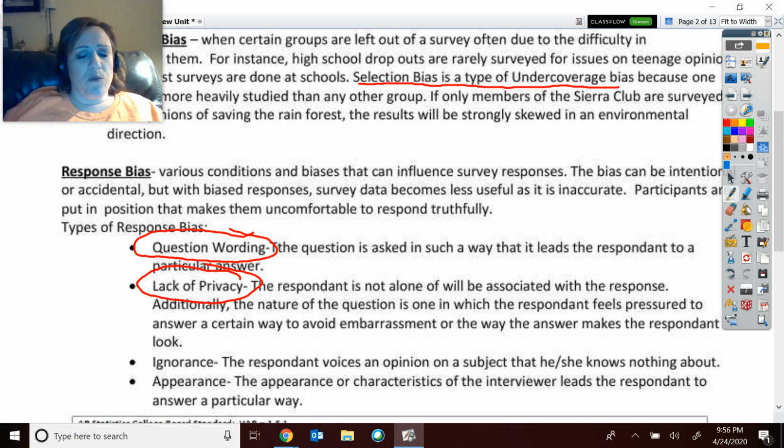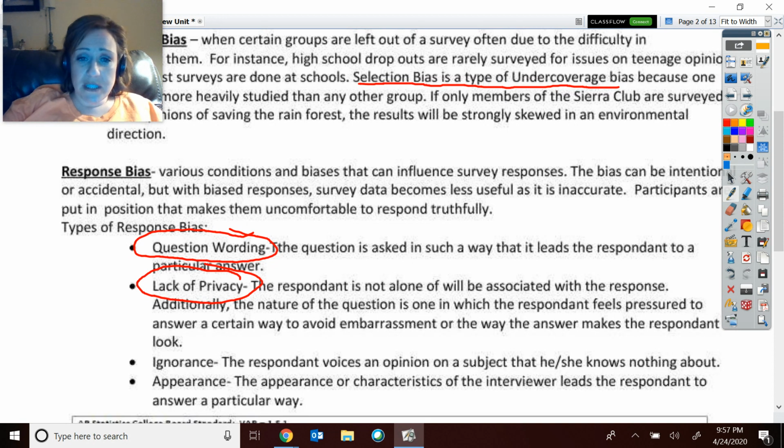Ignorance. People will voice an opinion about something they know nothing about. Okay, we see that all the time. Our video that we had at the beginning of the year had the lady voicing her opinion about the rebels of Alpha Centauri and whether she wanted to continue to aid them. And there was no such thing as the rebels of Alpha Centauri, and yet she voiced an opinion that she did not want to continue supporting them.